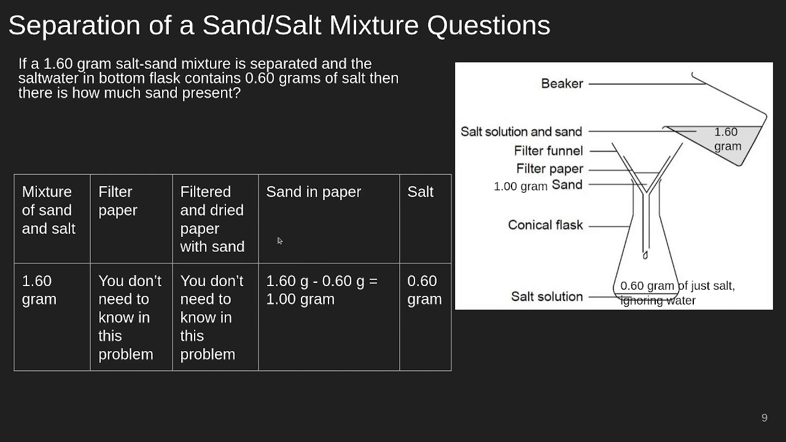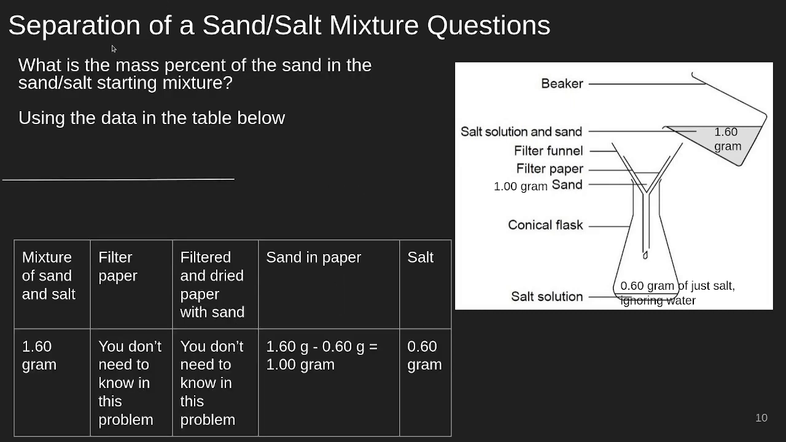So that one's easy. Looking at another one, if a 1.6 gram sand salt mixture is separated, and the salt water in the bottom of the flask contains 0.6 grams of salt, then how much sand is present? So now our starting material is 1.6. You don't need to know the paper again. It says 0.6 grams of salt, so how much sand is there? 1.6 minus 0.6 is 1 gram. That's how much sand would be present.